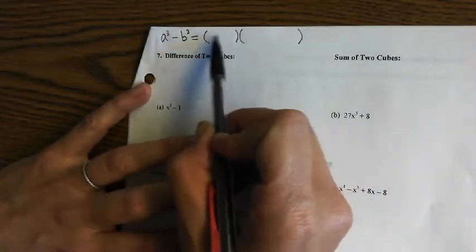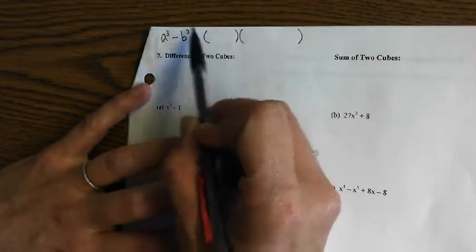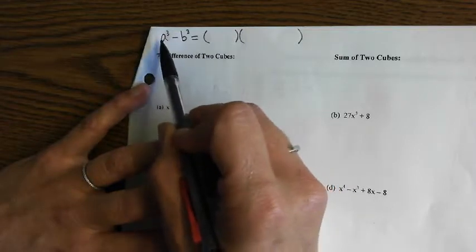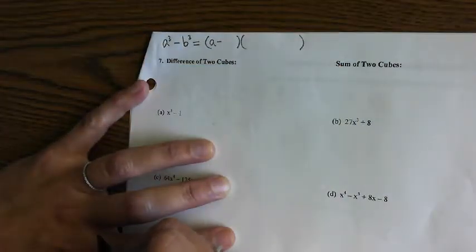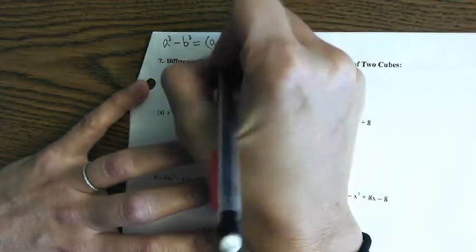So the binomial just sort of reflects whatever you see. It's the cubed root of the first term, which is just a. If it's a minus, it stays a minus. And the cubed root of the second term is just b.